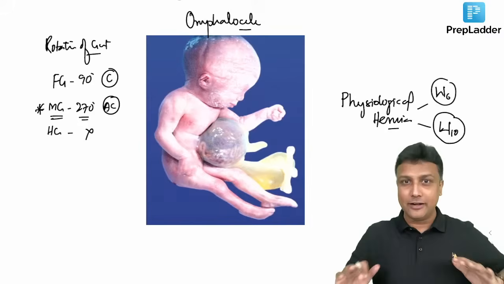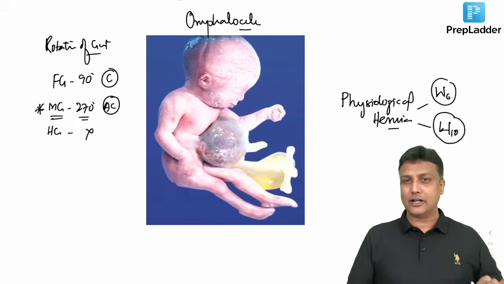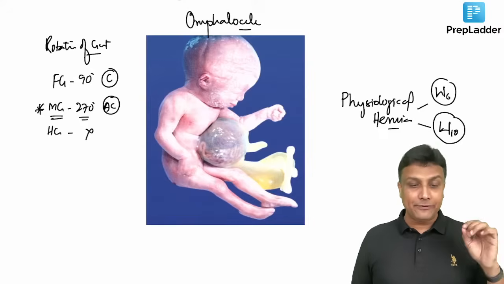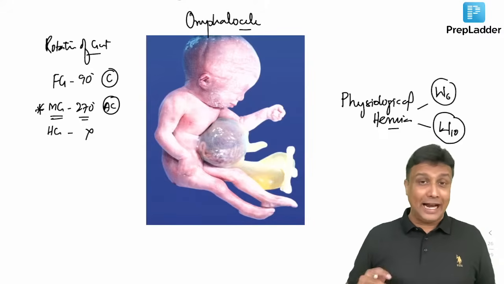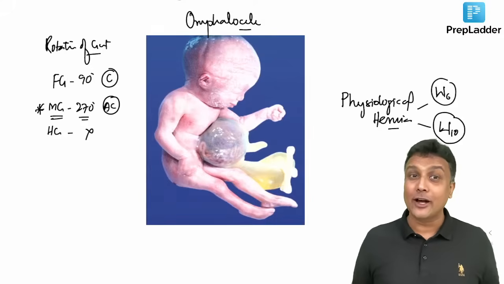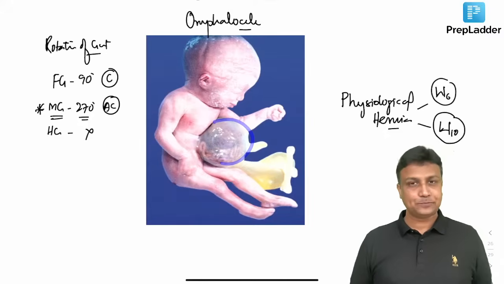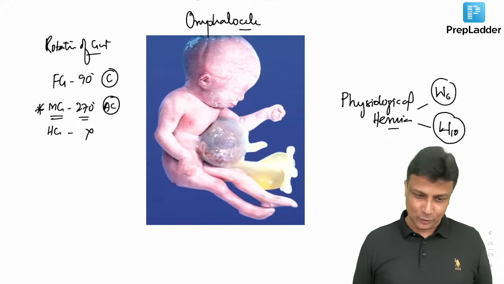The physiological hernia does happen, but it will not reduce back. So there will be failure of reduction of physiological hernia, and if it does not reduce back, then what is going to happen? That condition will be referred to as omphalocele, where you can actually see that membrane intact over there. So yes, that is nothing but your omphalocele, guys.